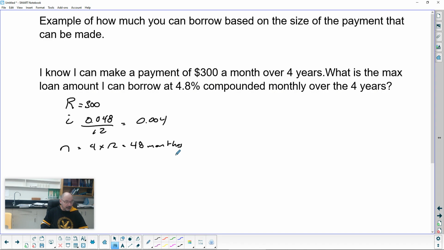Okay, so now what we do is we just plug it in, but we're using this one, P equals R, and then that whole, remember that this is the loan one, so you need the negative N up there, like that, and then you need I on the bottom.